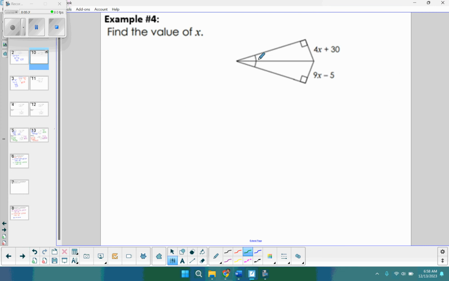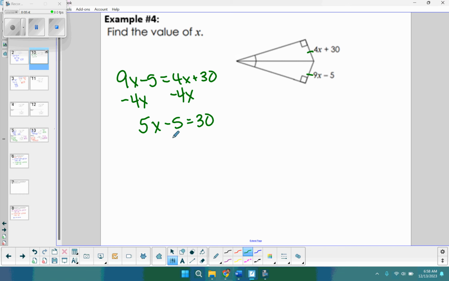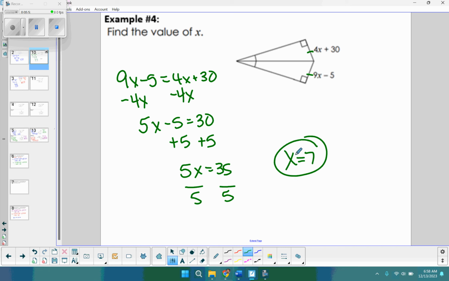So in this example, I see that I have an angle bisector. These are the segments that are perpendicular, so they are congruent. So we're going to have 9x minus 5 equals 4x plus 30. And we end up with x equals 7. This one didn't ask us to plug it back in, so we're done there.